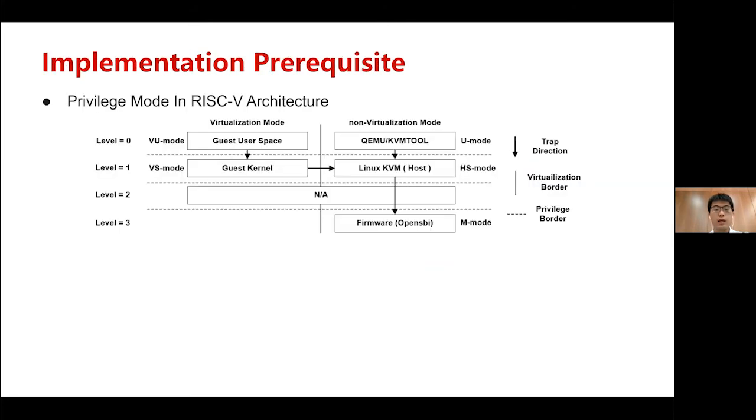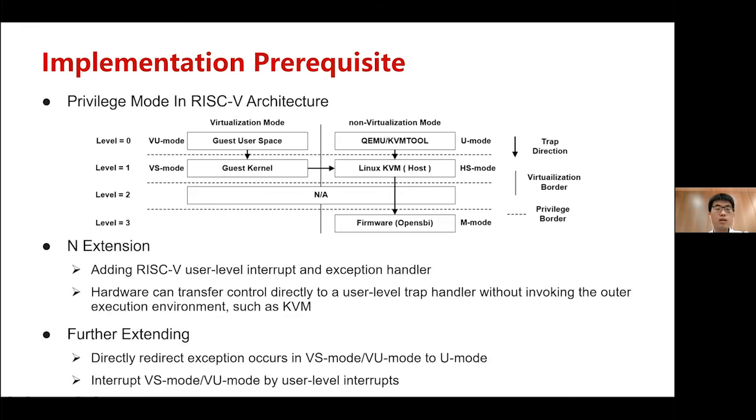To validate our ideas, we implement a prototype on RISC-V systems. In RISC-V architectures, privilege modes are defined as shown in the figure. There are four privilege levels and two virtualization modes. Guest runs in virtualization mode and host runs in non-virtualization mode. An extension is proposed in the RISC-V privilege architecture for adding user-level interrupt and exception handling. Interrupts and exceptions can thus be delegated to user level.